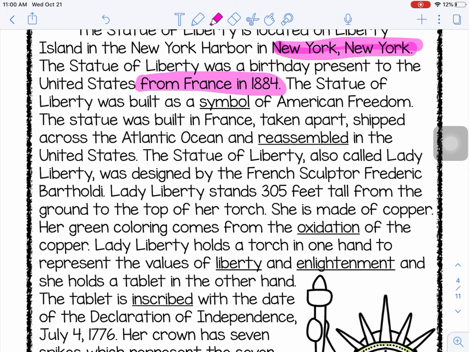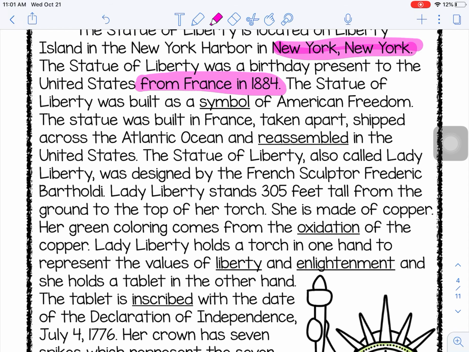So think about that. The Statue of Liberty was so big that it had to be broken into parts after it was built in France. It had to be taken apart. Each of those parts was put on big boats. They were shipped across the Atlantic Ocean, and then when it got back to the United States, they put those pieces back together. The Statue of Liberty, also called Lady Liberty, was designed by French sculptor Frederic Bartholdi.